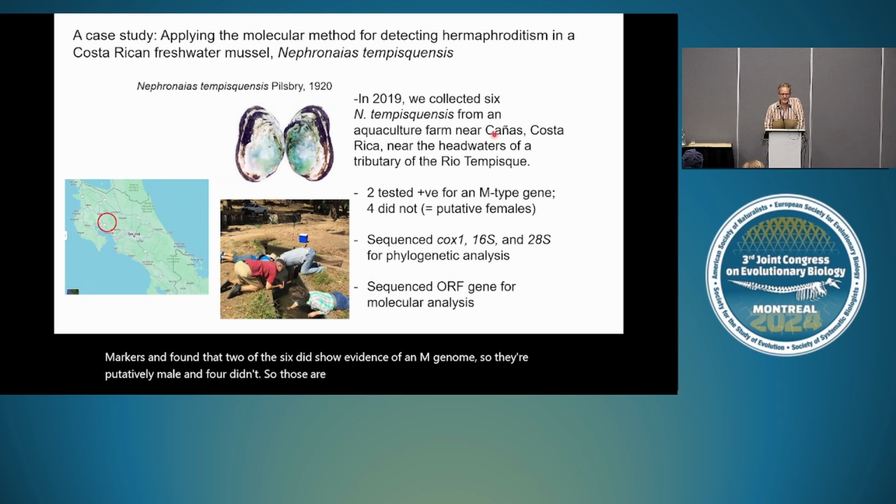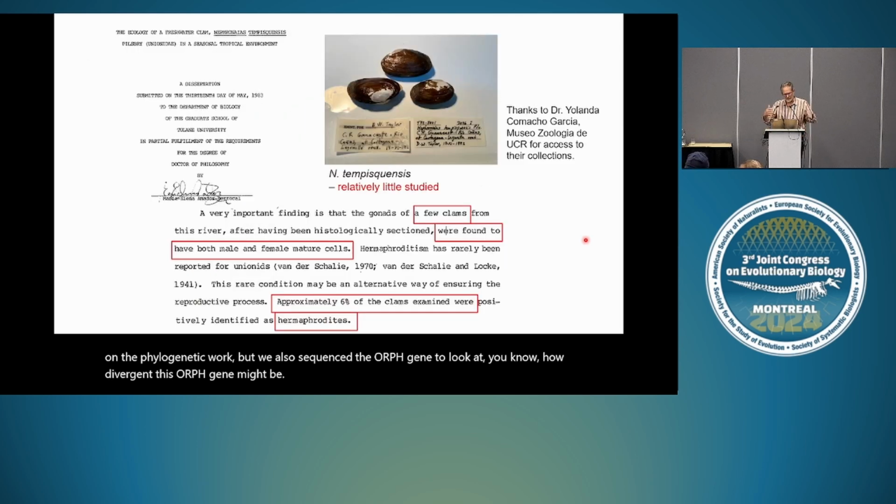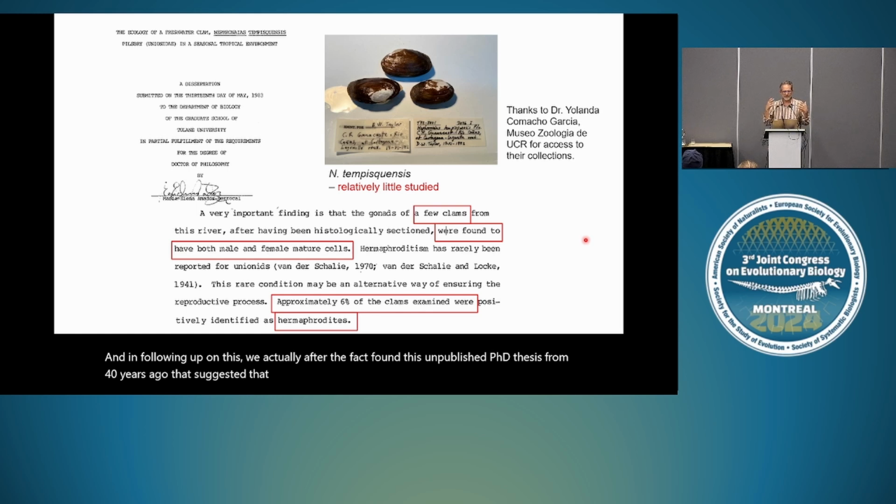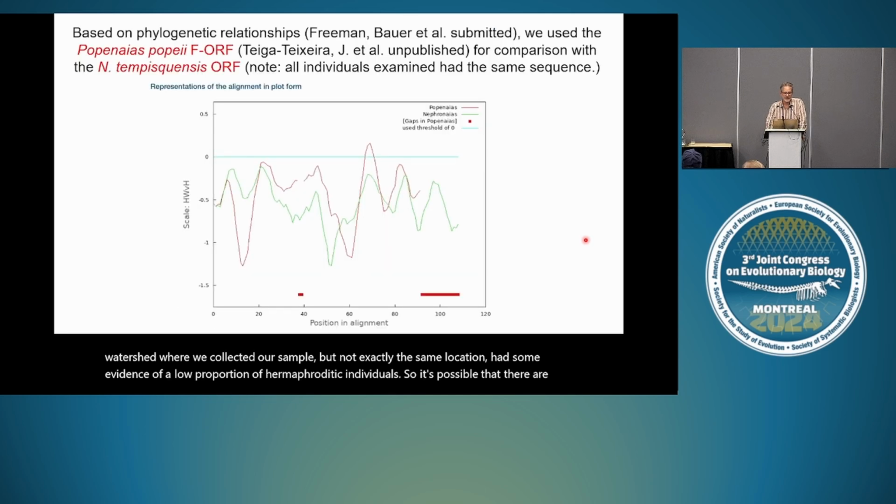Then we sequenced COX-1 and some other genes and did some phylogenetic work, and we got a paper submitted on the phylogenetic work. But we also sequenced the ORF gene to look at how divergent it might be. In following up on this, we found, after the fact, an unpublished PhD thesis from 40 years ago that suggested that this species, Nephronius tempesquensis, from the same watershed where we collected our sample, but not exactly the same location, had some evidence of a low proportion of hermaphroditic individuals. So it's possible that there are some hermaphrodites in our sample.